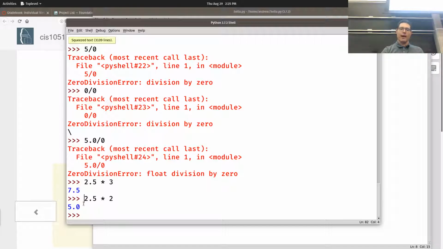Now, why is that? Well, really, Python's like, I've got a floating point on this side, and I've got a 2 on this side. The floating point is the more expressive type, so I'm going to convert the integer, this 2, into 2.0. So this becomes 2.5 times 2.0. And so your answer is going to be a floating point number.